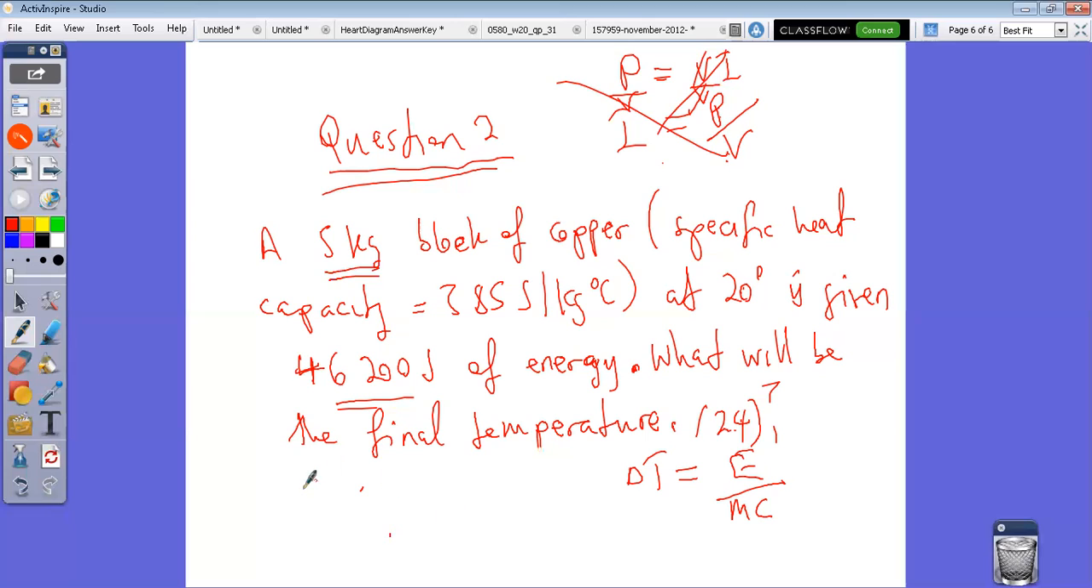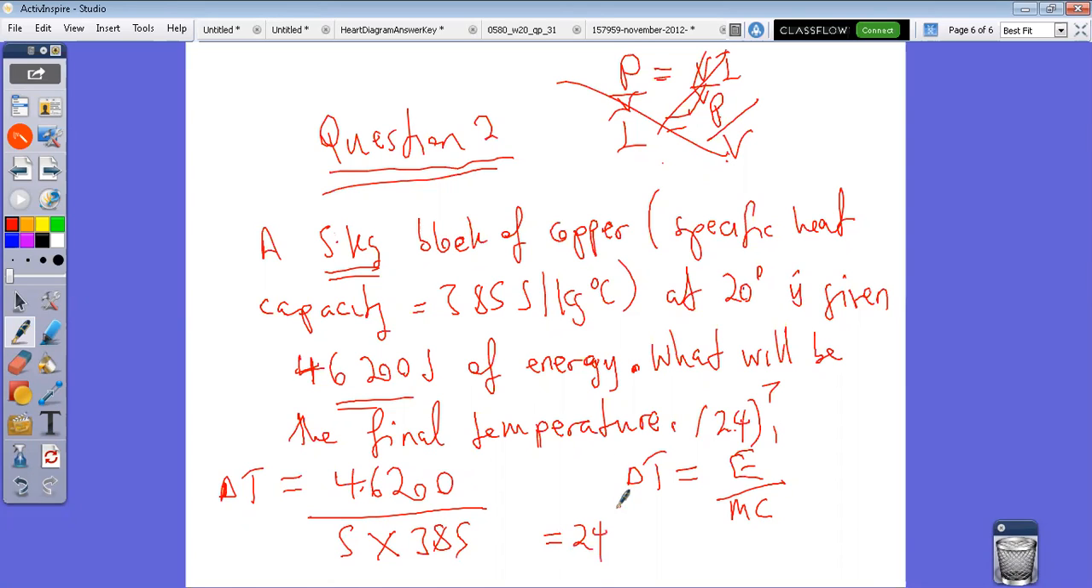Are we together there? So now look at this now, everyone. Delta T, I understand it's good to ask questions. Now E is what? 46,200 divided by, what is my mass? 5. Mass has to be in kgs. Otherwise if it was in grams, divided by 1,000. Multiplied by what is the specific heat capacity? We are given 385. What do you get? Use your calculators.